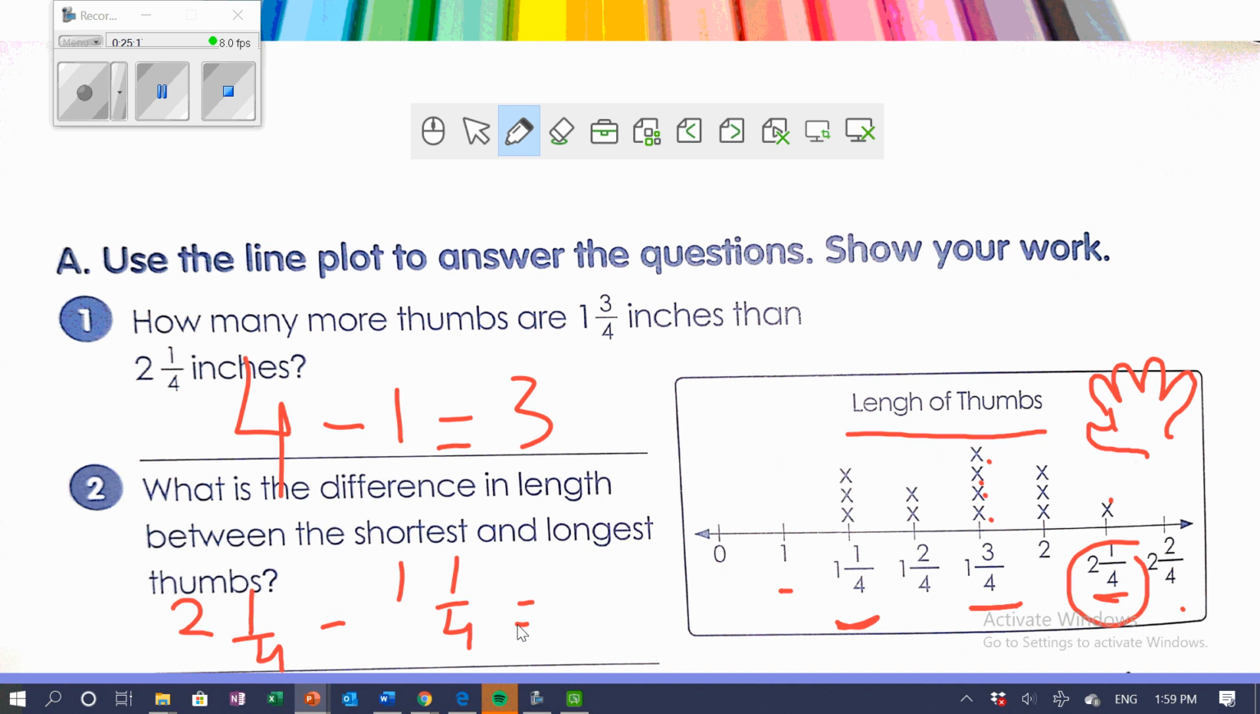If you compare, I know you didn't take subtracting for the fraction, but if a quarter is left with a quarter it will be 0 quarter. Now 2 minus 1, I don't have a quarter, so only 1 whole. 2 whole minus a whole is 1. Quarter minus quarter is 0. So here I have only 1 whole. So only 1 inch. The difference between 1¼ and 2¼ inches.